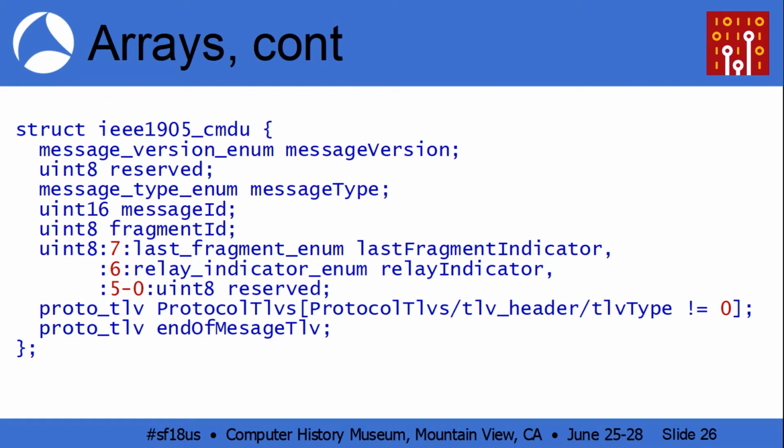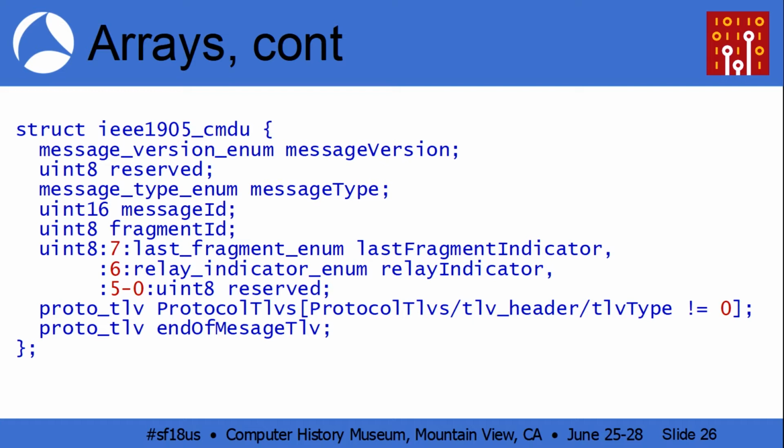And I've put this up because this shows the top level structure for IEEE 1905, and it consists of a bunch of these things. There's an enum here, so the first field is a message version with an enum. Then there's a reserved field. Then there's a message type field in here, a message ID, fragment ID, uint16, u8. Then there is one of these subdivided fields, a uint8 field that has a couple of useful bits in it, and the rest of the bits are reserved.